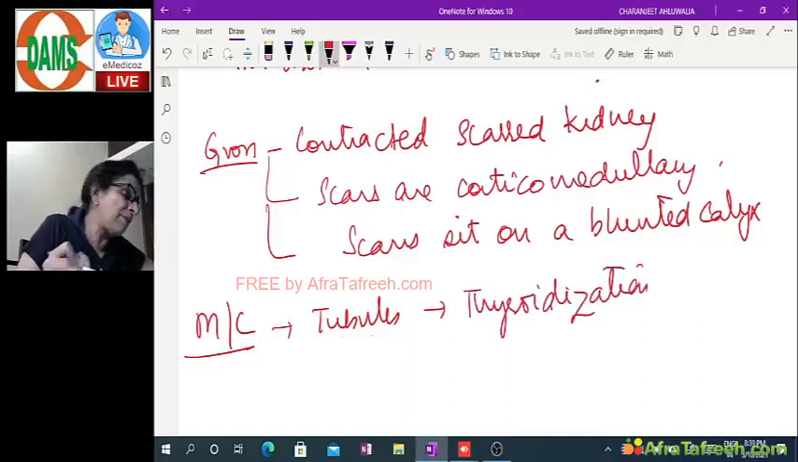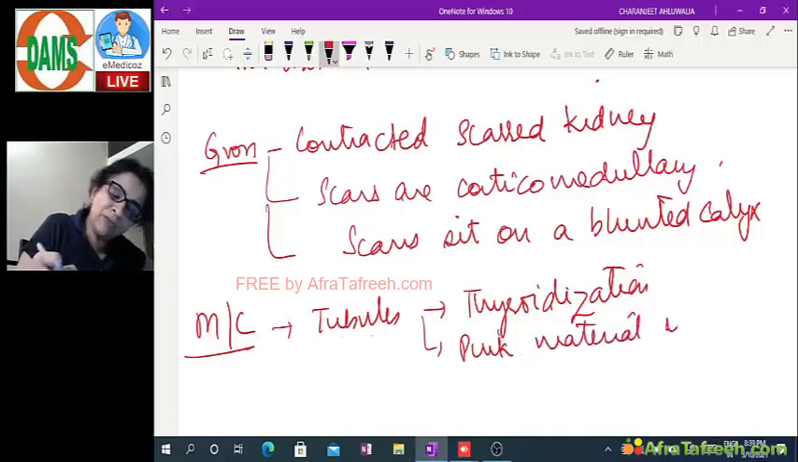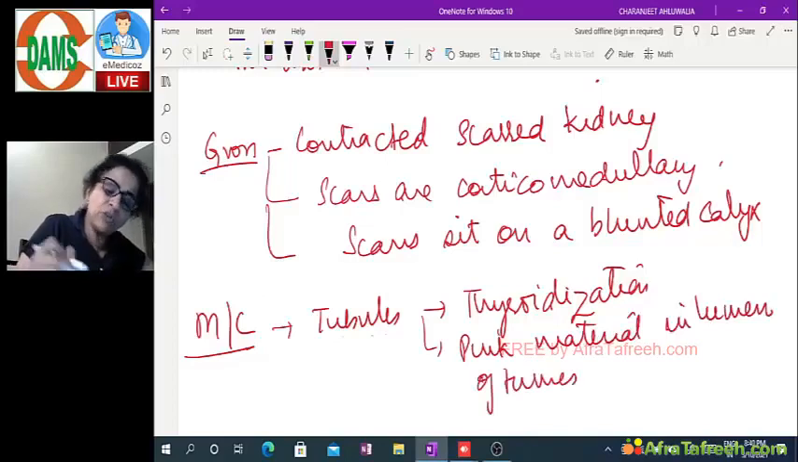Now what do I mean by thyroidization? Thyroidization means there is pink material in the lumen of tubules, which looks like colloid.